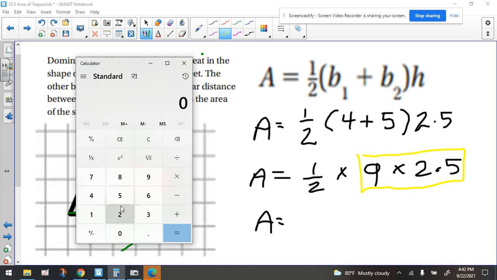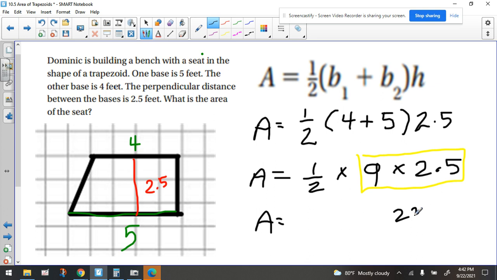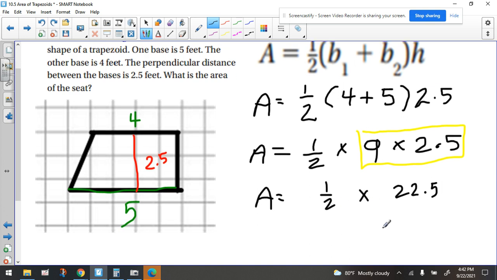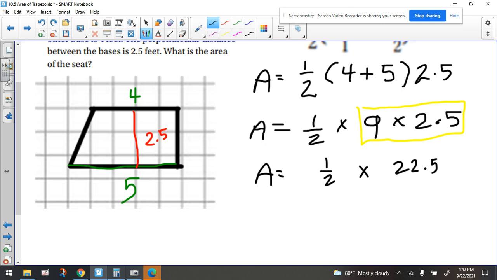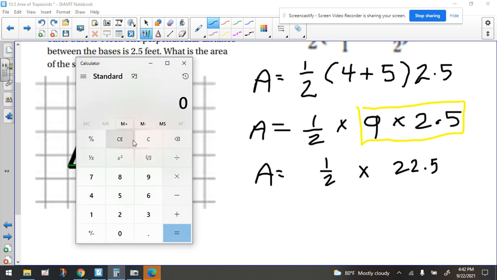I'm going to clear it. We're doing 9 times 2 5/10. And we get this number. Let's write it down. 22 5/10. So we have to take half of 22 5/10. What's the best way to take half of 22 5/10? So I'm going to show you on the calculator. I'm not going to reveal the answer because you're going to do that.